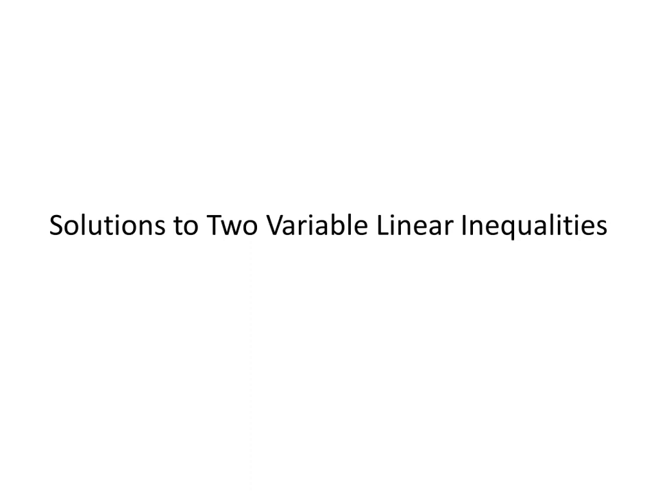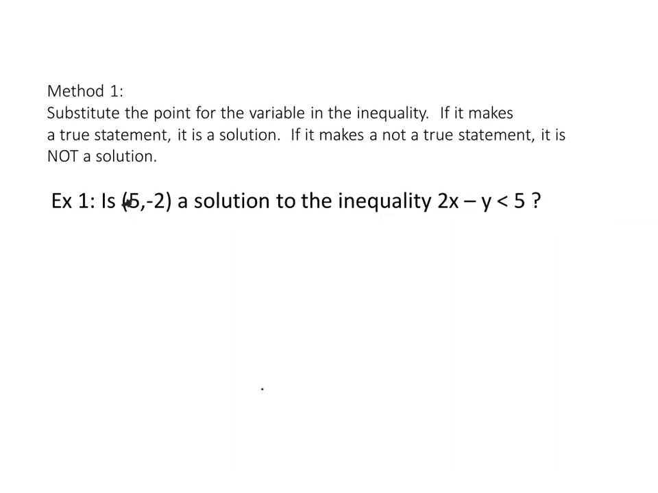Today we're going to look at solutions to two-variable linear inequalities. So we have two methods that we're going to use to figure out if an ordered pair is a solution to a linear inequality. With the first method, we're going to substitute in our numbers for our variables in the inequality. And when we do that, if we get a true statement, then that ordered pair is a solution. If our statement's not true, if it's false, then it's not a solution.